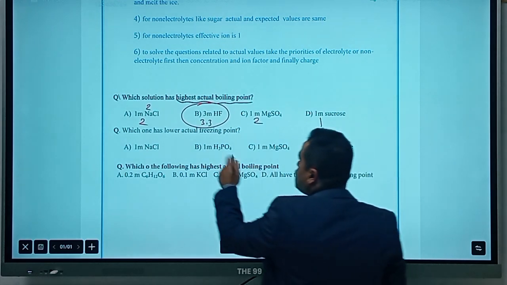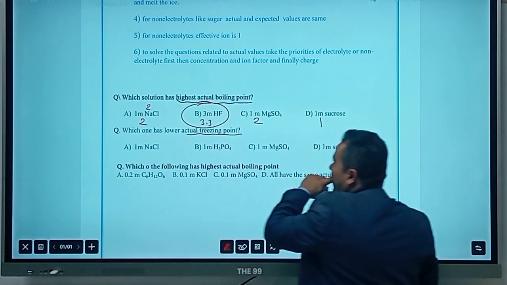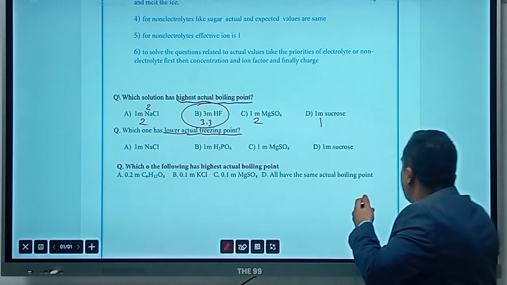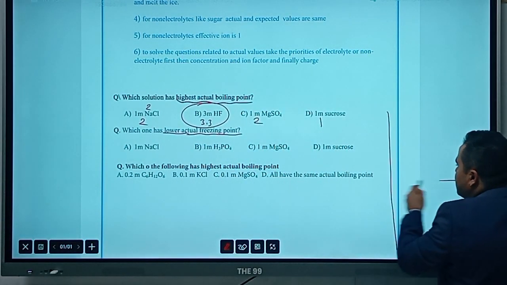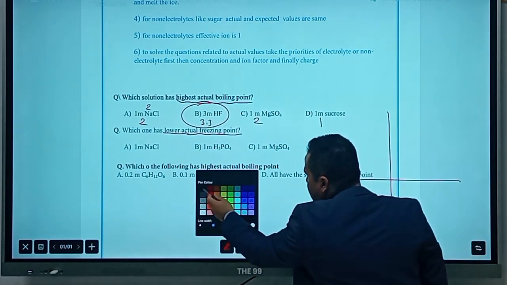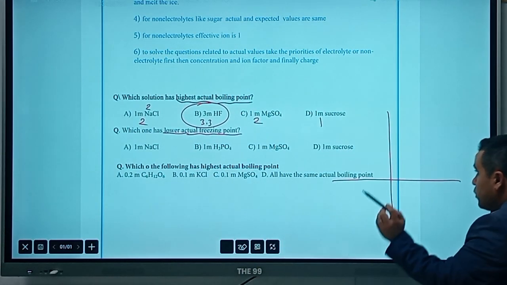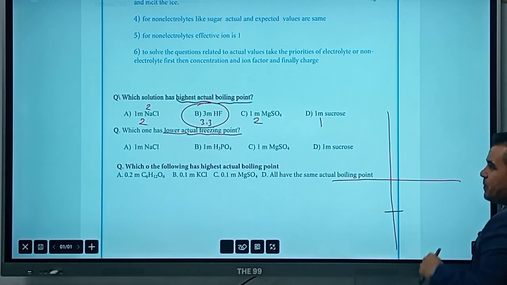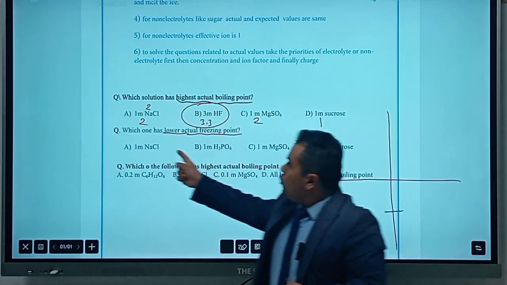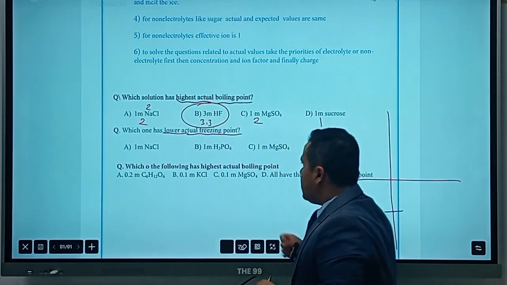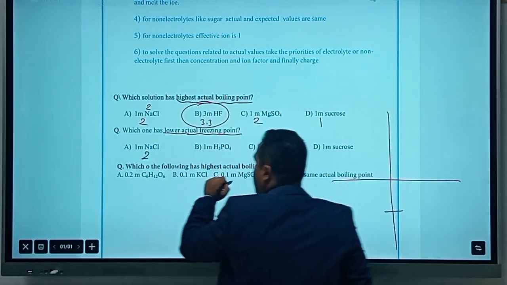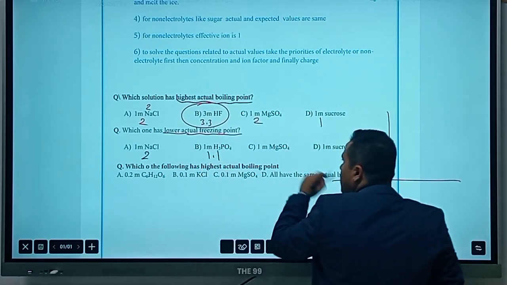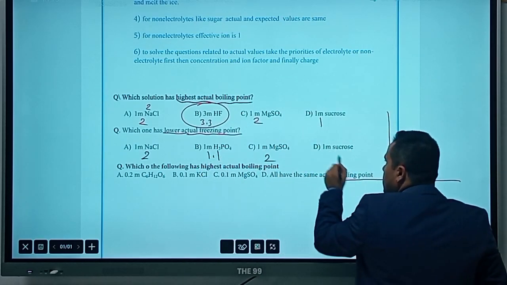Which one has the lower actual freezing point? For the freezing point, guys, follow the same strategy as for the boiling point, but in the opposite direction. Determine the expected values: 2 multiplied by 1 is 2. 1.1 multiplied by 1 is 1.1. 2 multiplied by 1 is 2. And 1.